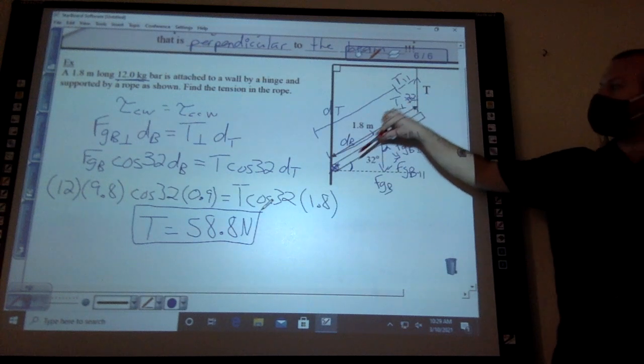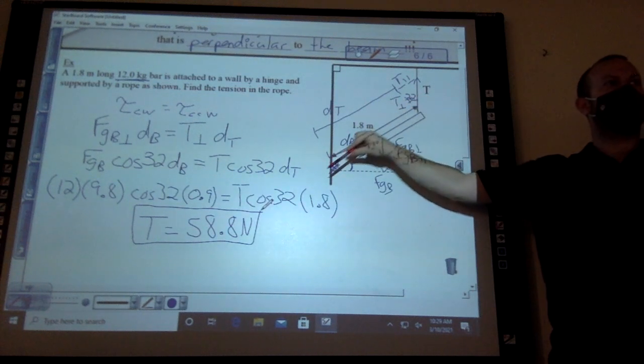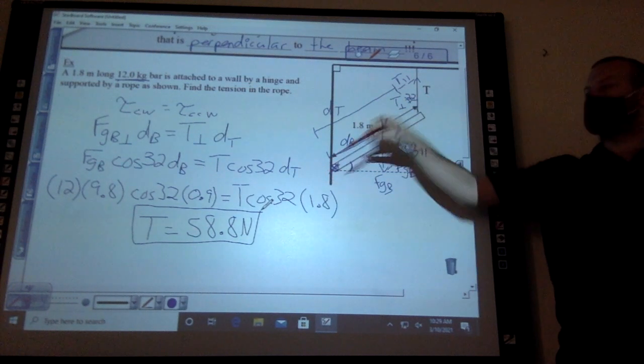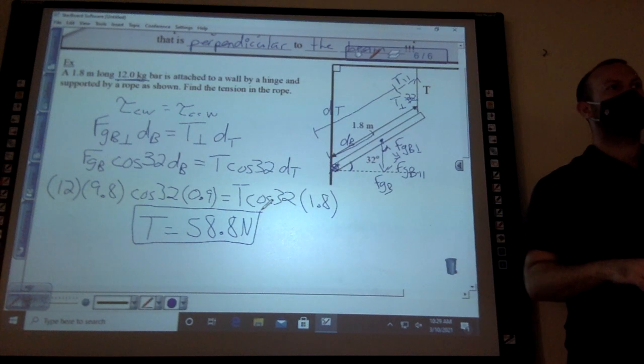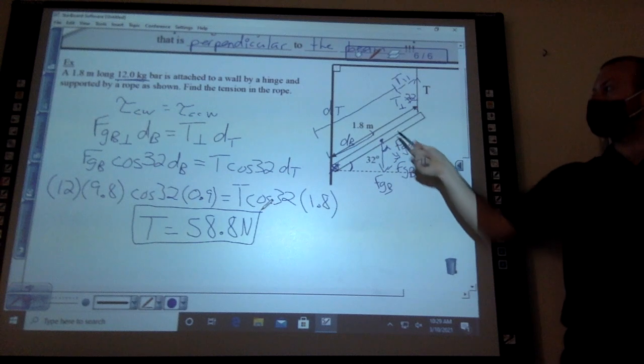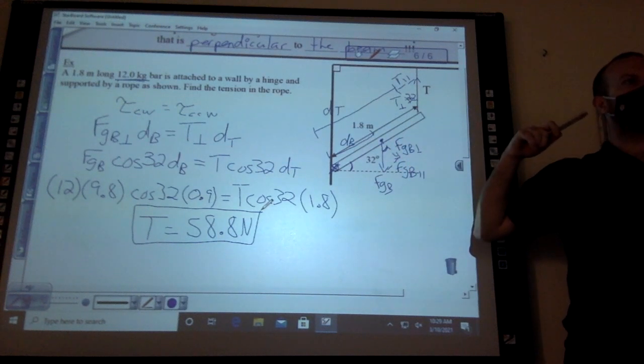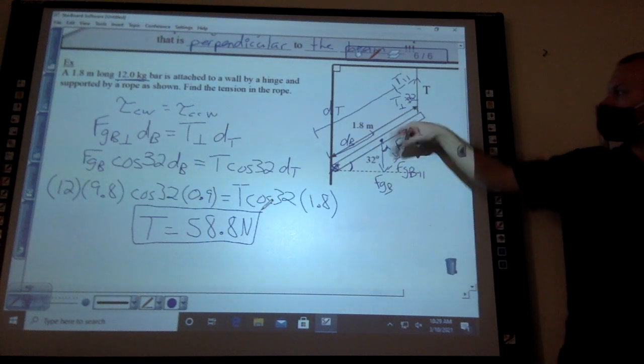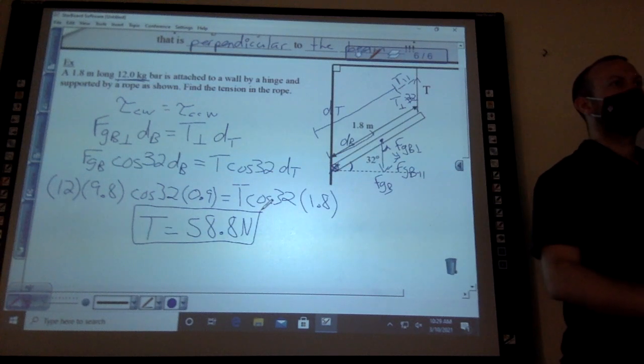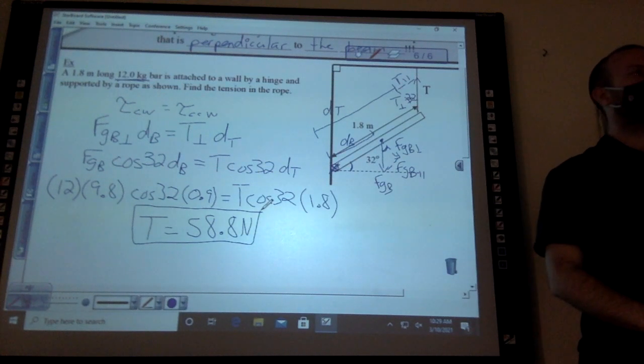Perpendicular is causing a force into this way, which doesn't cause any rotation. So that's better. Yeah, the perpendicular is the one that we're trying to solve for. Yeah, and this one causes clockwise, this one counterclockwise.